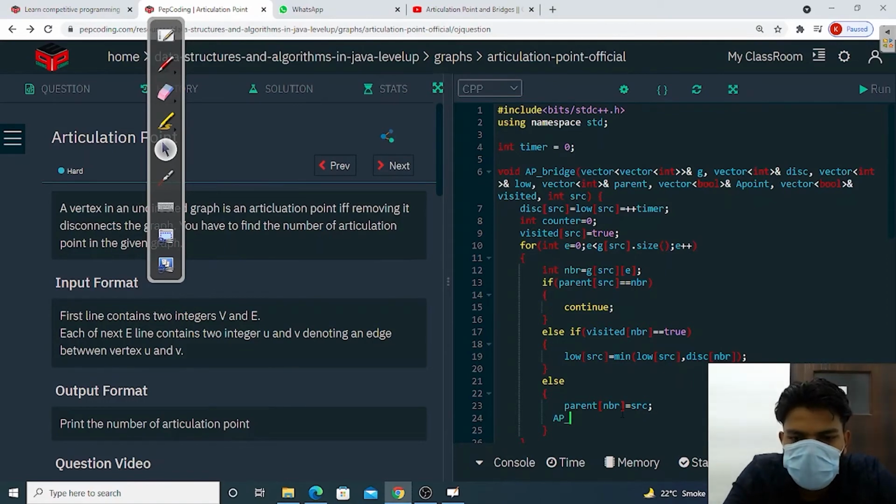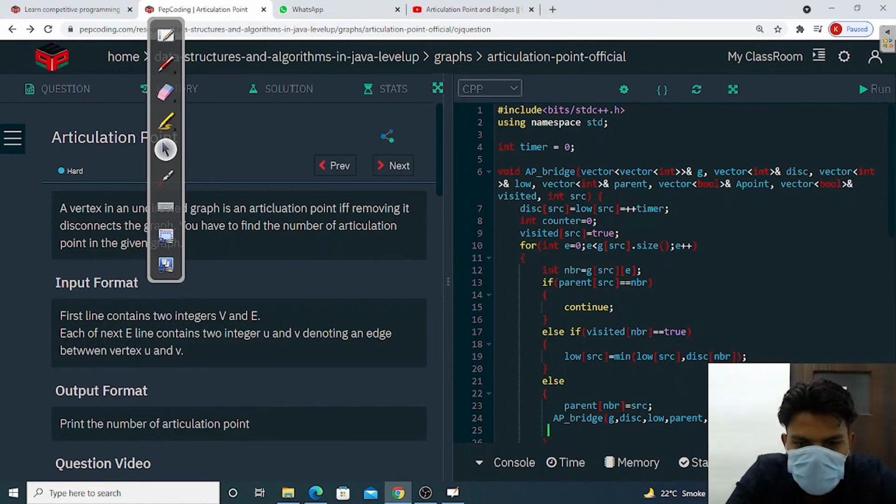Then we call the function again, which makes a DFS call: bridge, g, disc, low, parent, a point, visited, src. Okay, so we are calling this.